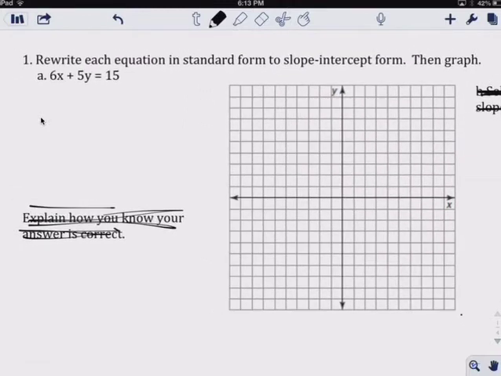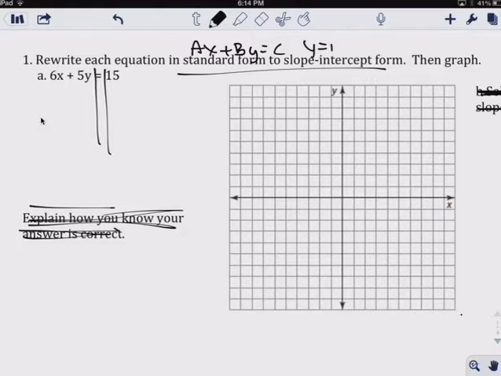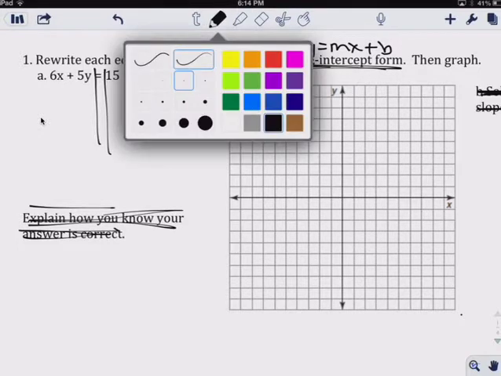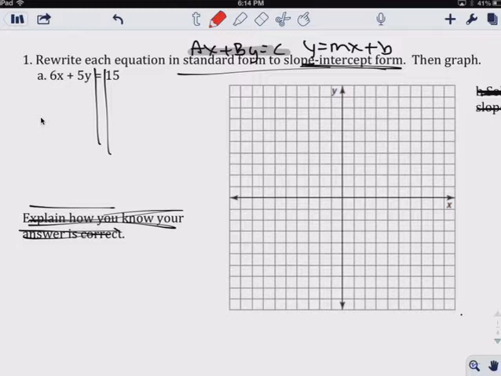Okay, so here you solve in standard form to slope-intercept form. Standard form is ax plus by equals c. Slope-intercept is y equals mx plus b. Standard form is when you sketch the x and y intercept. Slope-intercept form is more accurate. Okay, very precise.